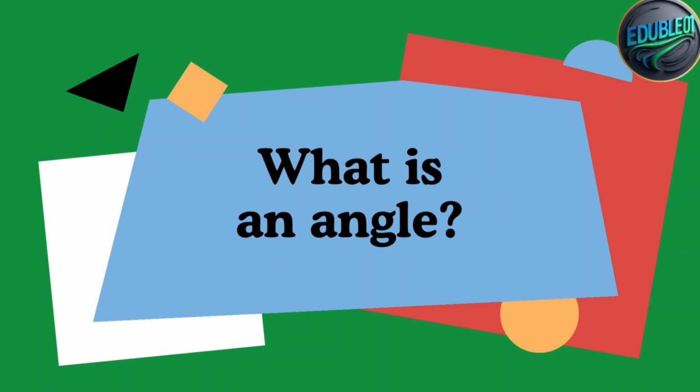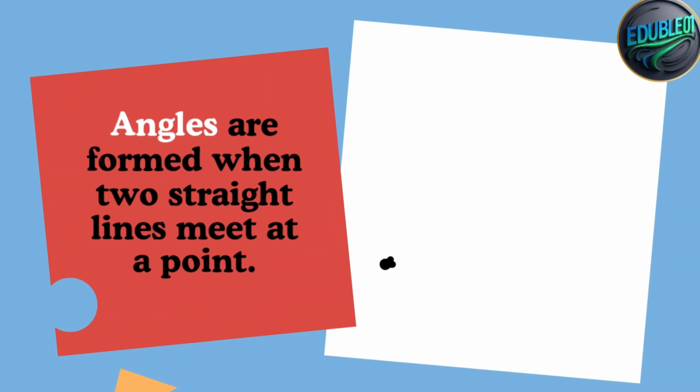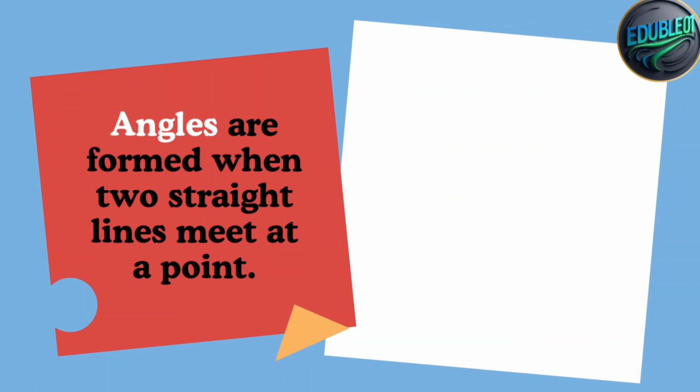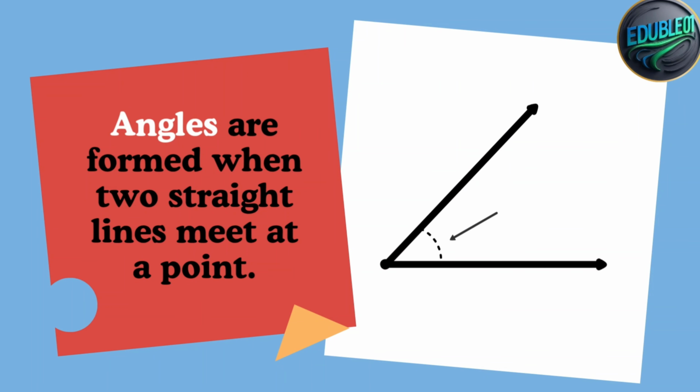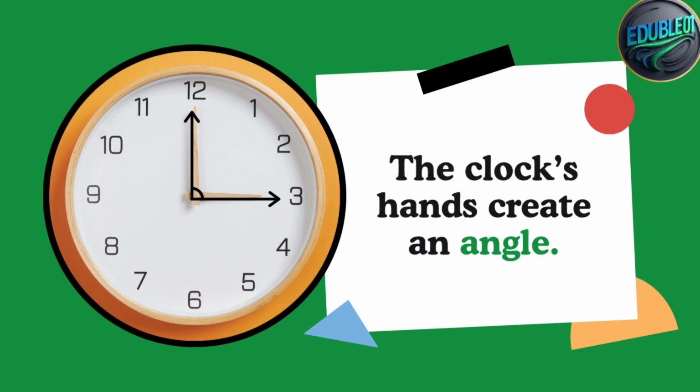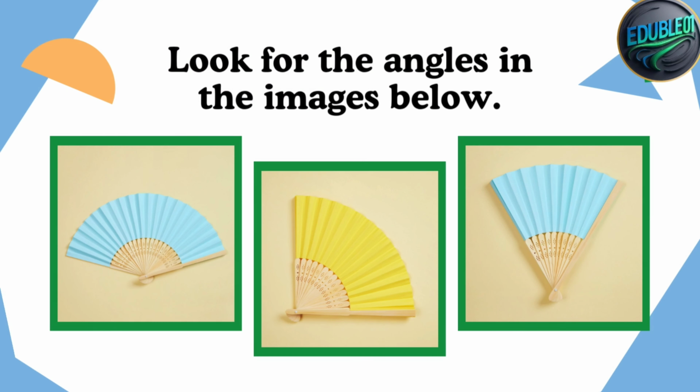We have seen many angles, but what are they actually? When two straight lines meet at a point, as you can see in the video, that is an angle. That's when an angle is formed. For example, the clock's hands create an angle. Different times show different angles.